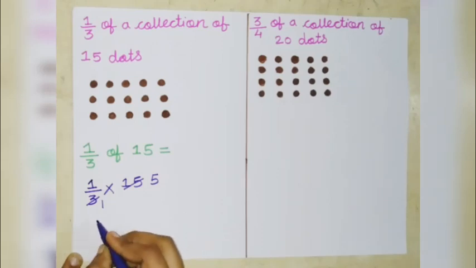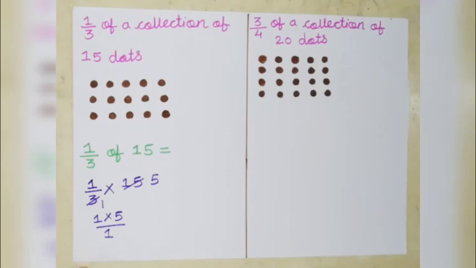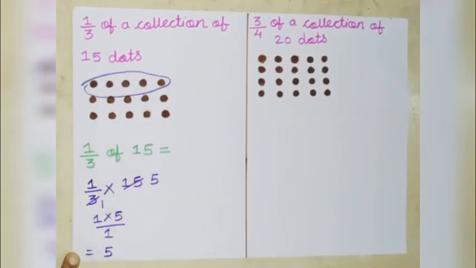So now in the numerator, we have 1 multiplied by 5. And in the denominator, we have 1. In the numerator, what did we get? 1 multiplied by 5. And in the denominator, we have 1. So the final answer is 5 ones are 5. So the 1/3 of a collection of 15 dots is 5. 1/3 of 15 dots is 5.